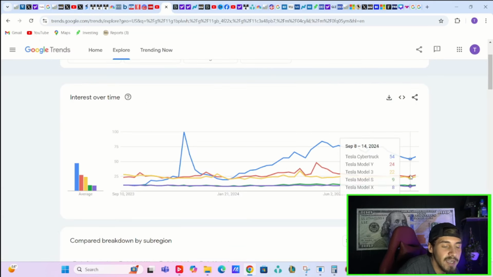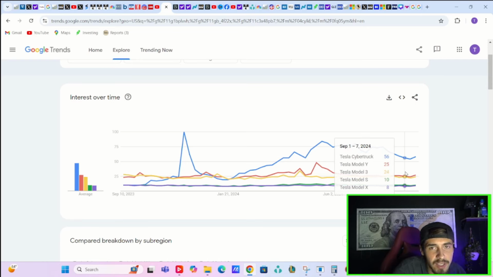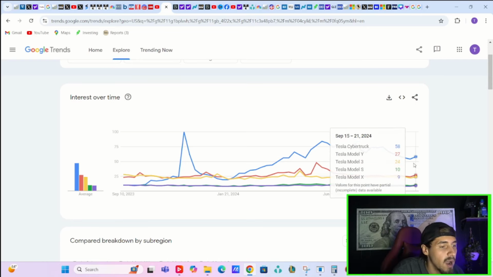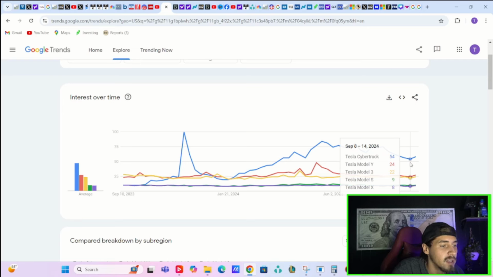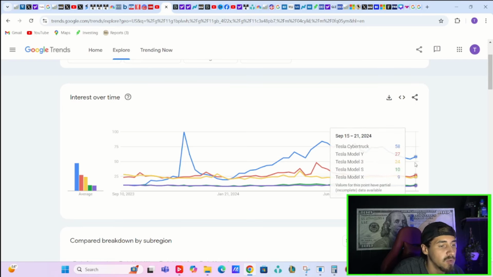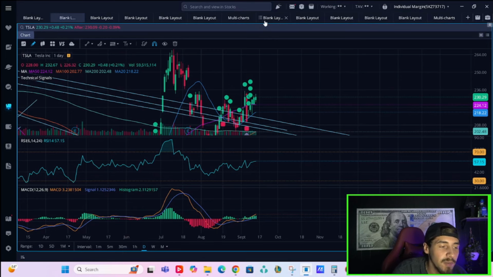And as expected, Google Trends data is starting to rise for the Tesla lineup following the $0 down signing promotion that Tesla started, along with, is it like a 2% interest rate that they are offering for their products? The Model 3 has jumped from 22 to 24. The Model Y has jumped from 24 to 27. And the Cybertruck has jumped from 54 to 58. So let me know what you think about this information down below in the comment section.